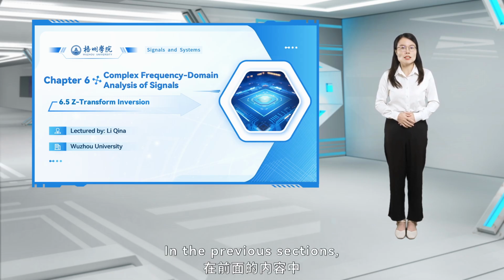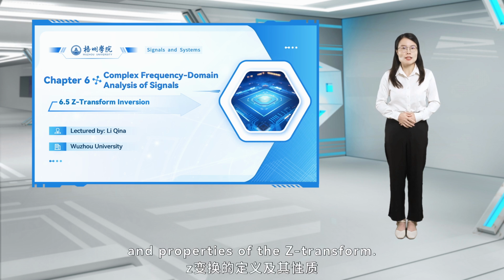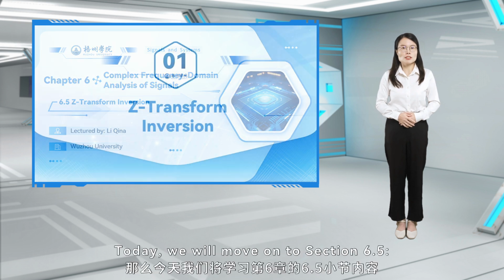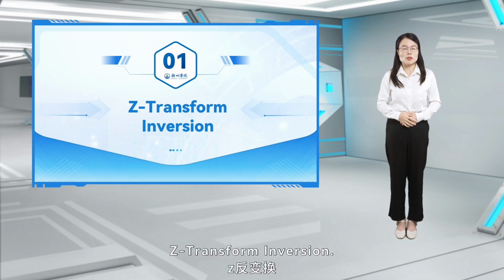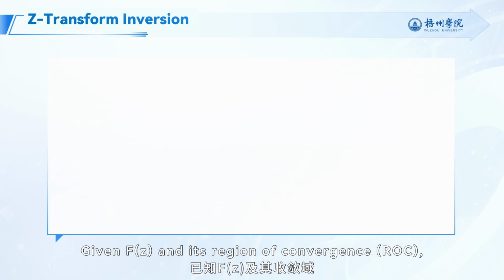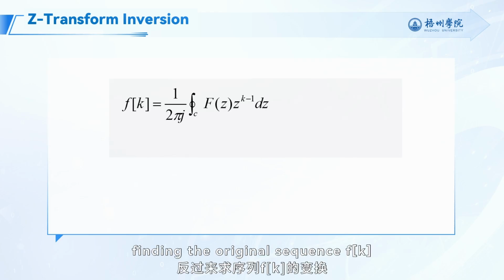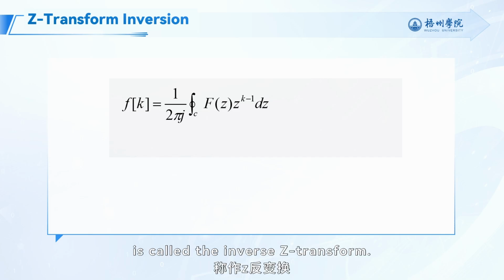In the previous sections, we studied the definition and properties of the Z transform. Today, we will move on to section 6.5, Z Transform Inversion. Given F(z) and its region of convergence, ROC, finding the original sequence f(k) is called the inverse Z transform.